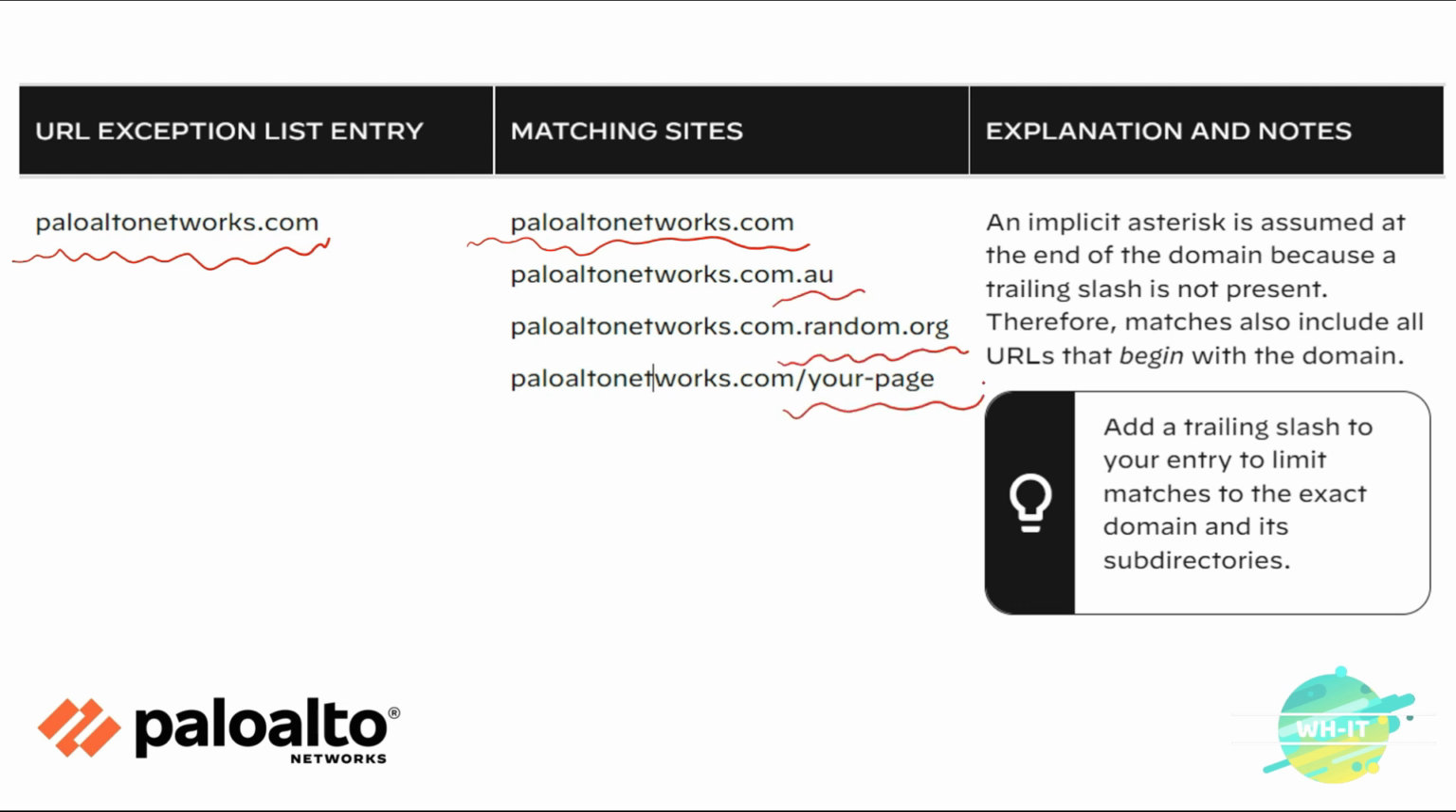.random.org or anything like that. And it is happening because, as they say, an implicit asterisk is assumed at the end of the domain. They believe there is an asterisk present at the end of the domain, and the meaning of asterisk is that it can be anything. And it is happening because a trailing slash is not present. So if you want to make it limited, you need to provide a trailing slash, otherwise it will believe the asterisk is available after the domain and it is going to match anything.